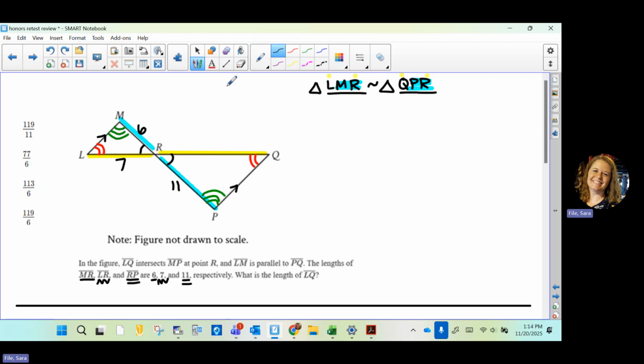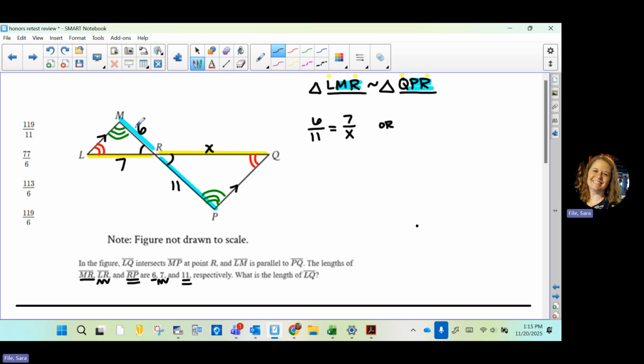I know 3 of these 4 pieces, so I'm going to call the unknown X, and I'm going to set up my proportion. For your proportion, you have options as long as you're consistent. I could go blue to blue, yellow to yellow. So if I went 6 is to 11, that's the small triangle to the big triangle, the blue to blue. Then I'd have to go small triangle to big triangle, yellow to yellow. So 7 to X. So that's one option.